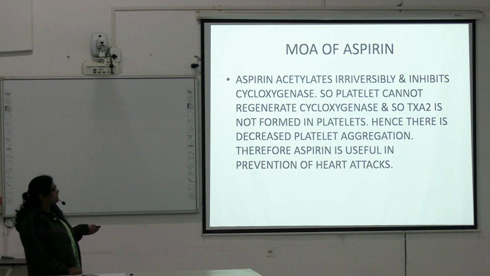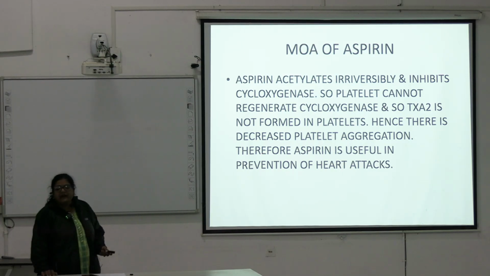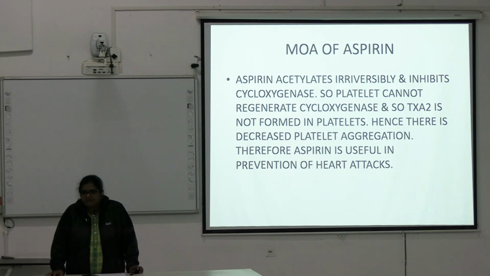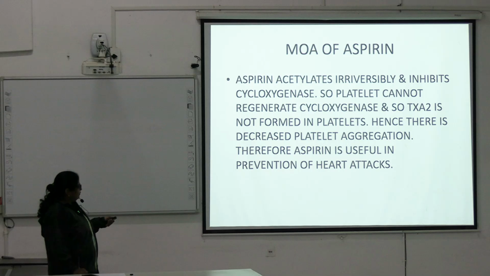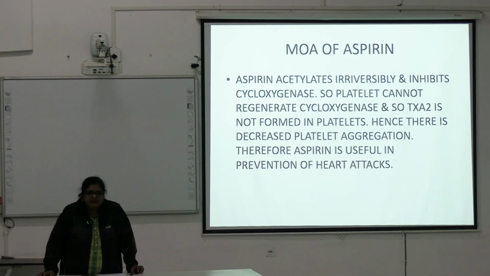Hence, there is decreased platelet aggregation, and therefore aspirin is useful in prevention of heart attack. In heart attack, what happens? There is coagulum formation within the blood vessels, or the blood vessel is blocked by coagulum or platelet aggregation. So if we give those patients aspirin, aspirin will irreversibly inhibit the enzyme cyclooxygenase, which inhibits thromboxane A2 synthesis. So there will be no platelet aggregation, meaning the condition of heart attack will be improved. Understand everybody? Okay.